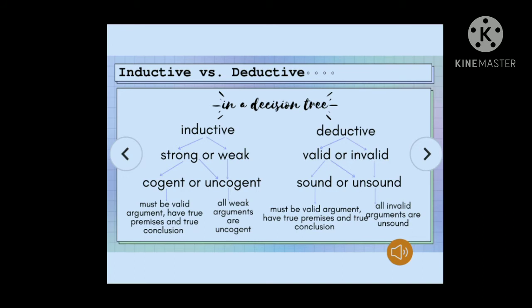Meanwhile, deductive reasoning could either be valid or invalid. Under valid, it could be either sound or unsound. And in invalid, it will only be unsound. In sound, the arguments must be valid, have true premises, and a true conclusion, while in the unsound, all invalid arguments are considered unsound.